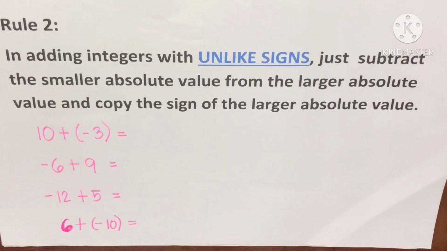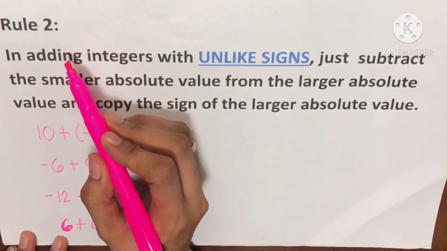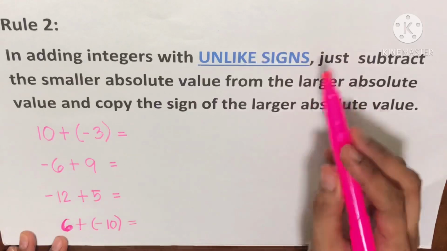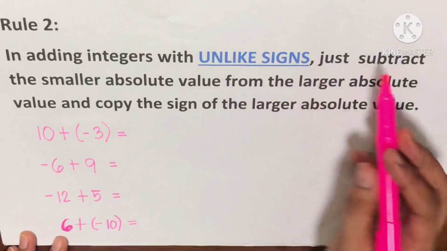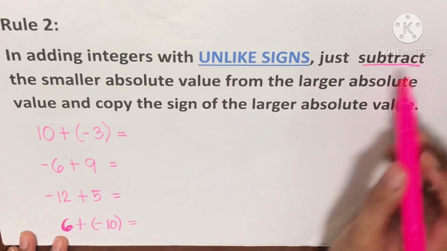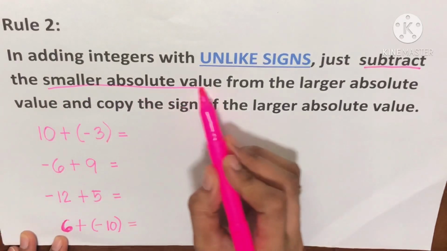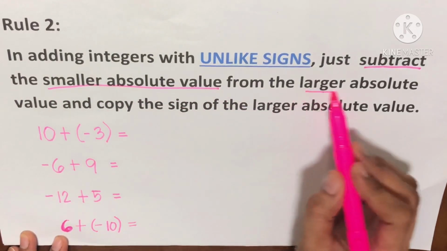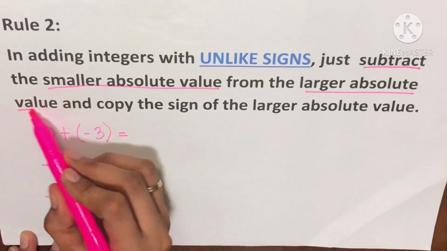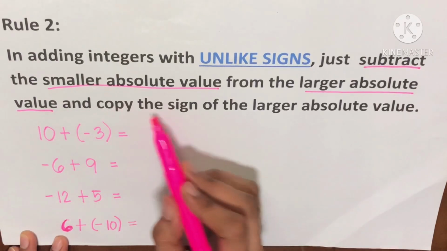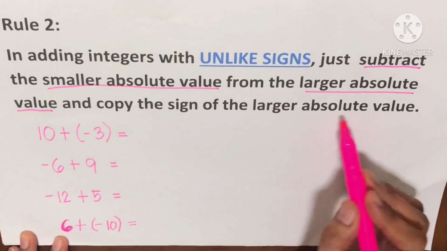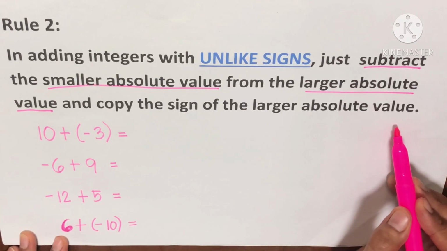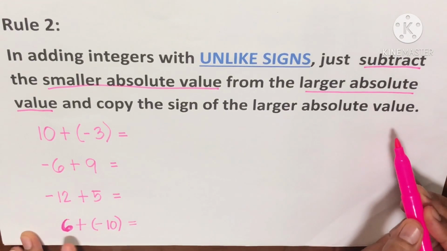So let's proceed to our rule number 2. So in adding integers with unlike signs, just subtract the smaller absolute value from the larger absolute value and copy the sign of the larger absolute value. So I have here 4 examples.